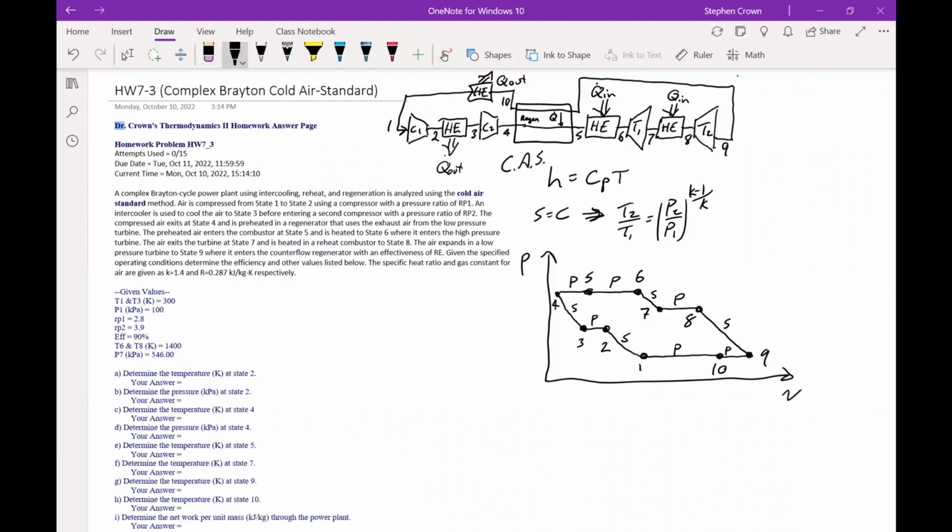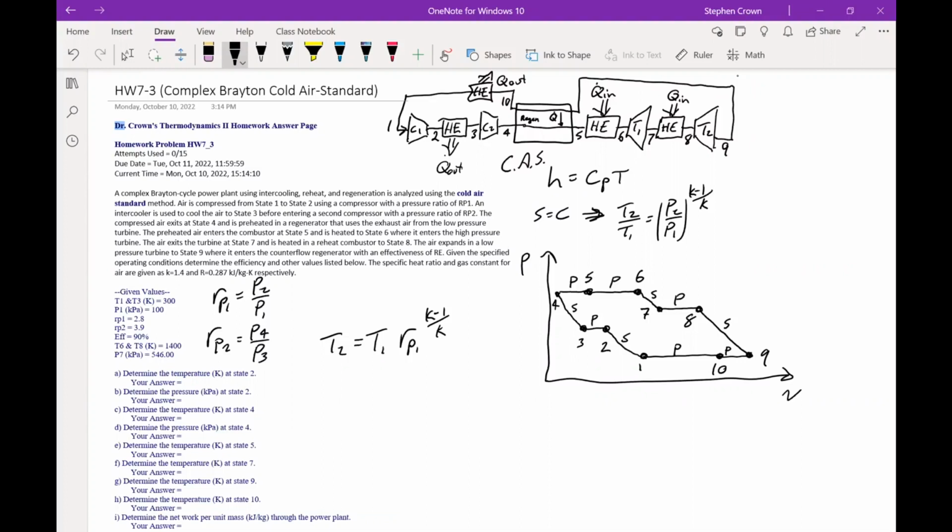So determine the temperature at state 2. We're going to use the relationship that T2 equals T1 times (P2 over P1) to the K minus 1 over K. P2 over P1 is what we're calling RP1, so RP1 equals P2 over P1. RP2 would then equal P4 over P3. Those are given. So it would be RP1 to the power K minus 1 over K. That's how we'll find T2.